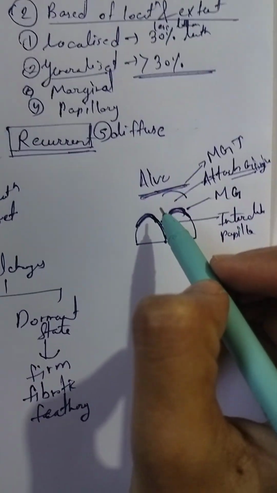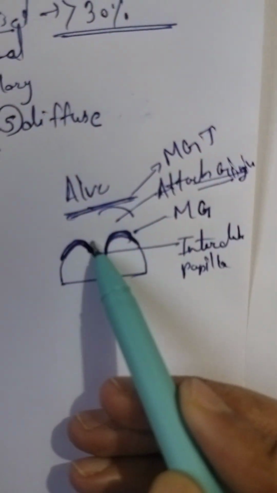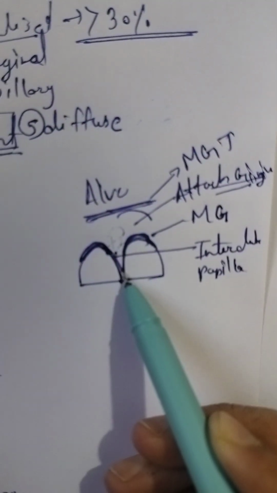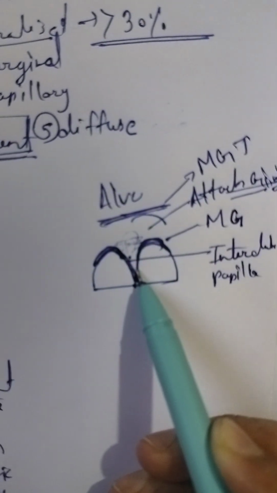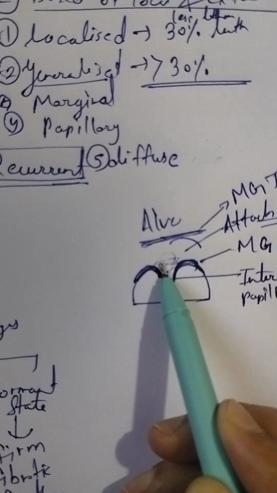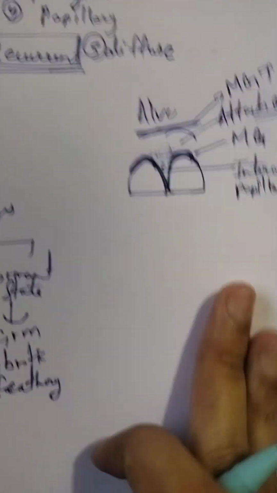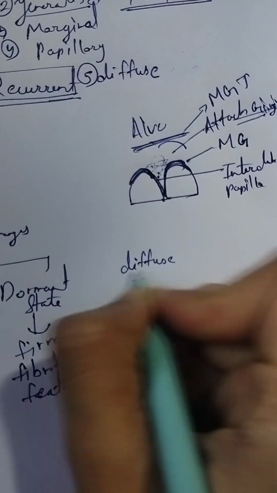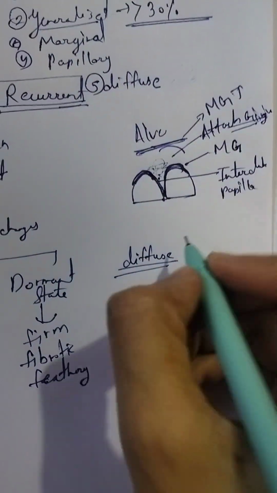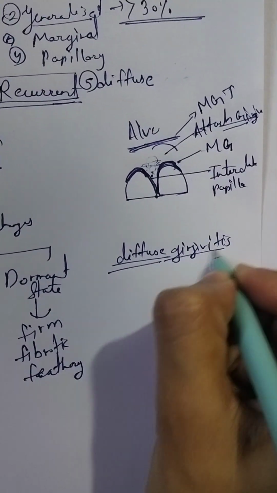When there is involvement of the interdental papilla, gingivitis involving the interdental papilla is called papillary gingivitis. And what is diffuse? Let us look here. Many MCQs ask about the term diffuse gingivitis. So what is diffuse gingivitis?